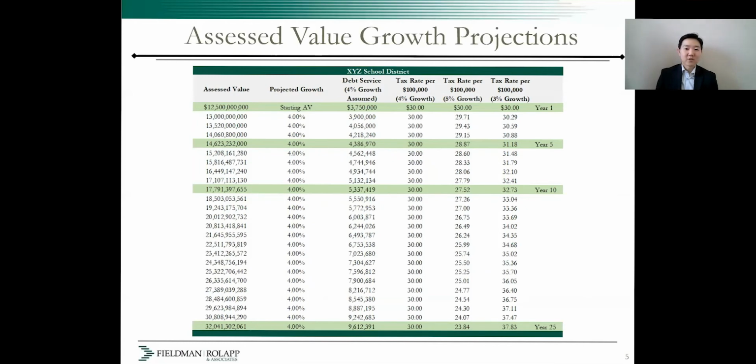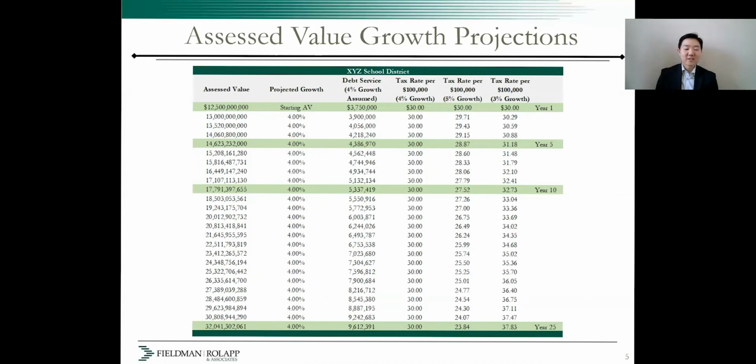The next column shows a scenario of actual assessed value growing at 5% each year. Since the bonds are sold in year 1, interest rates are locked in and debt service payments are fixed and cannot be changed unless refinanced at a later time.